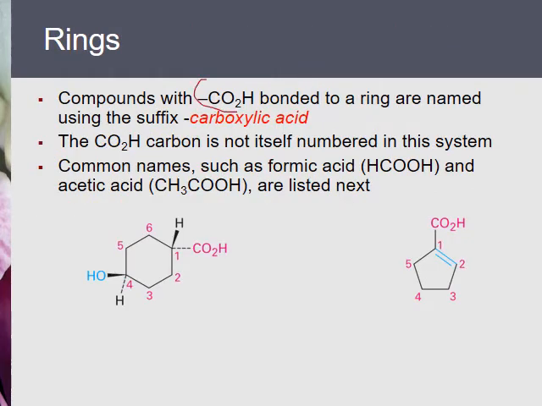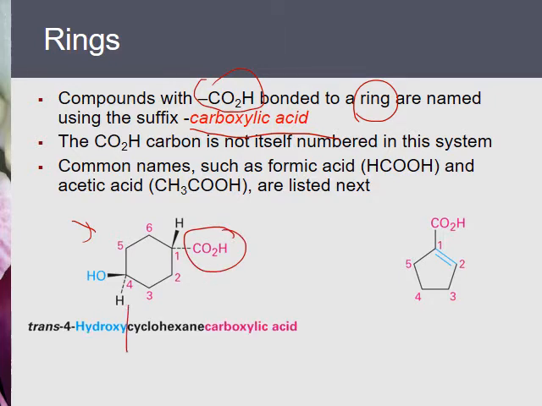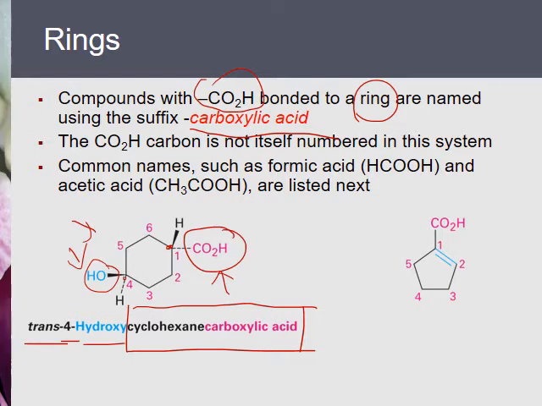Compounds with a carboxyl group bonded to a ring are named using the suffix carboxylic acid. The carboxyl carbon is not itself numbered in the system. For example, in the first molecule, a carboxyl group is connected to cyclohexane, so the name should be cyclohexanecarboxylic acid. The carbon connected to the carboxyl group is number 1. On number 4, there is a hydroxy group, so the name is 4-hydroxycyclohexanecarboxylic acid. Since hydroxy and the carboxyl group are trans, we add trans to the name.